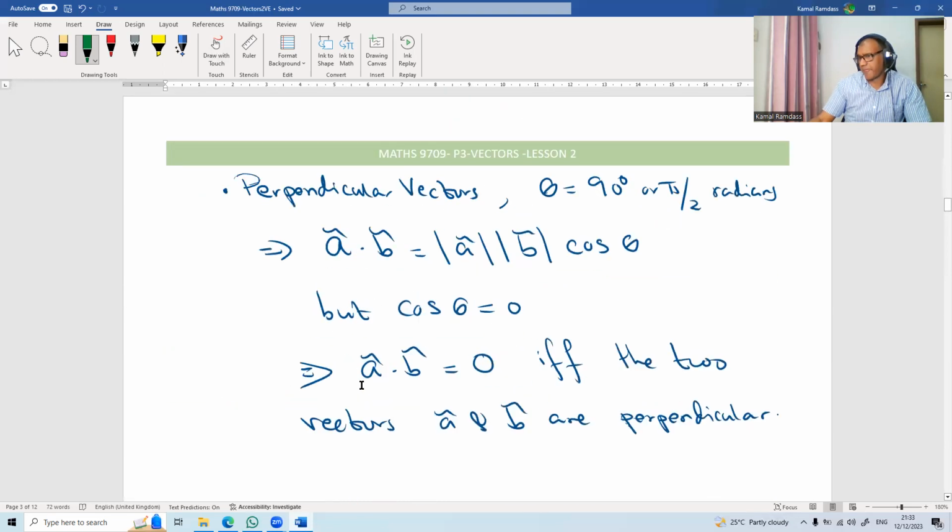Now, perpendicular vectors. For perpendicular vectors, the angle between the two vectors is 90 degrees, and cos of 90 degrees is 0. OK? Or pi by 2 radians, cos is 0. And the scalar product, the dot product of two perpendicular, or orthogonal vectors, the other word for perpendicular is orthogonal.